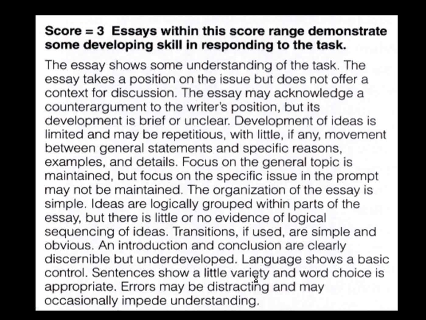Now, we drop to a 3. That's where we start to see some major differences. You're still taking a position, but notice that the counterargument is briefly mentioned, so we barely look at the opposing side. We don't really go anywhere with it. The ideas that we use to prove our point might be limited, or maybe we repeat the same idea over and over. Focus is there on topic, but maybe we stray from the prompt. So the general topic, notice, is there, but maybe we stray a little bit from what the prompt is asking us.